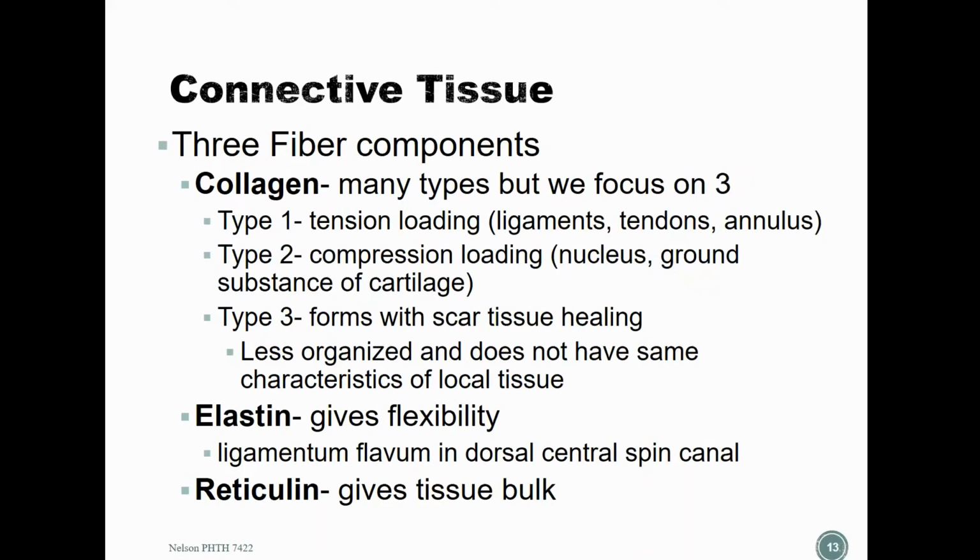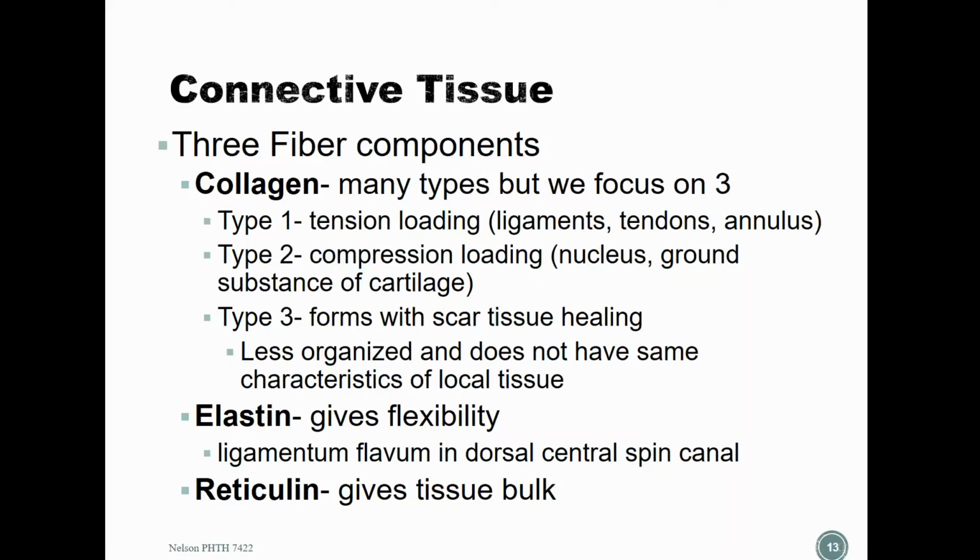Connective tissue. I understand that you've heard this before, so this will be a brief review. We have lots of different types of collagen. We're mostly focused on 3 types. Type 1 are tension loading: ligaments, tendons, the annulus, and the disc. Type 2 does compression loading, so nucleus, it's the ground substance of articular cartilage or hyaline cartilage.